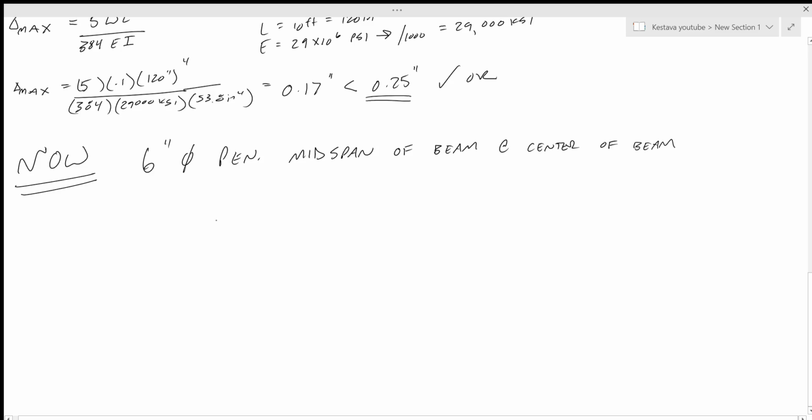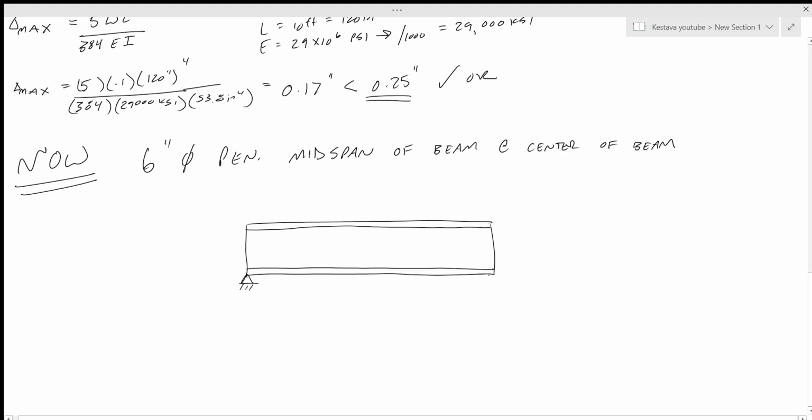So what I'm talking about here is we have this. That's our beam. And that's our top flange. Our bottom flange. Simply supported. And what we have, the contractor wants to make that penetration 6 inches deep, and that'll be located in the center of the beam.